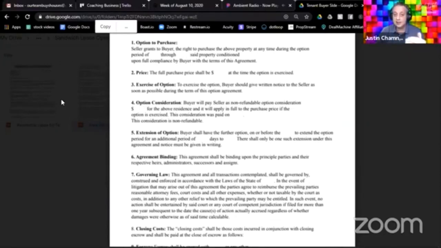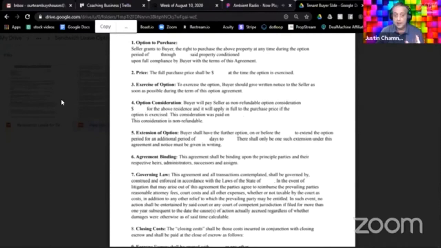Exercise of option. To exercise the option, buyer should give written notice to the seller as soon as possible during the term of this option agreement. How does he do that? You tell your tenant buyer, when you're ready to buy, just bring me a purchase and sale agreement for the price listed on number 2 and you got a deal. That's it. That's how it works.